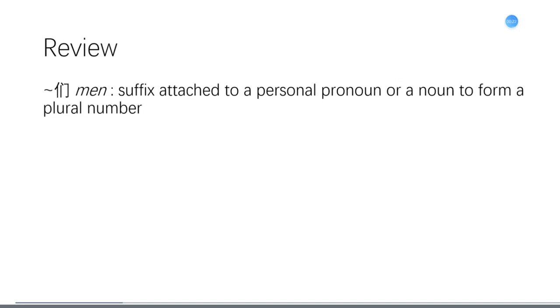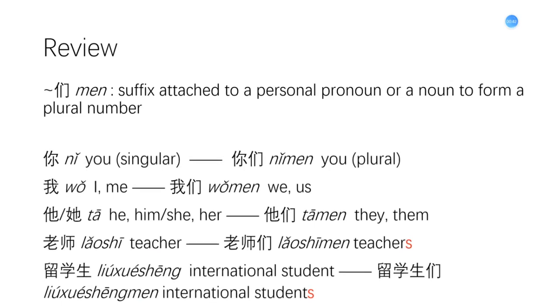Let's quickly go through a review of lesson 4. There are 3 important grammar points in lesson 4. The first one is the plural suffix 们 (men). We use this suffix to make a plural form of a pronoun or a noun. These are the examples we learned in the last lesson.